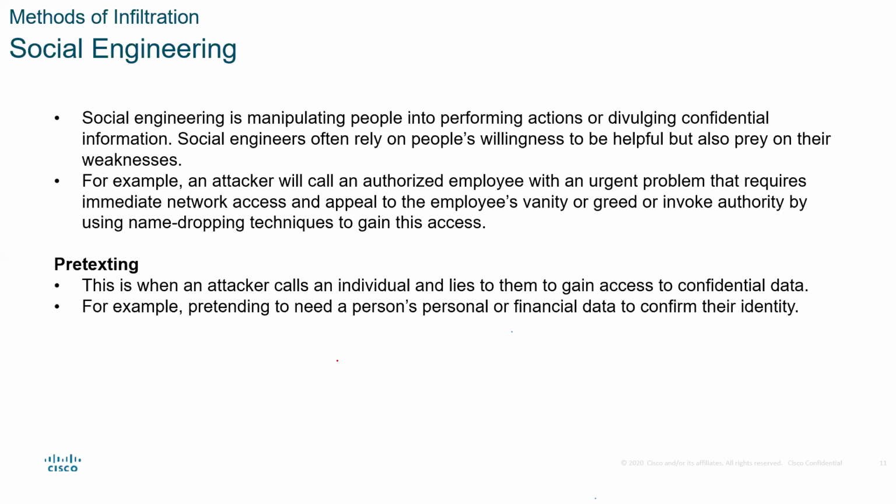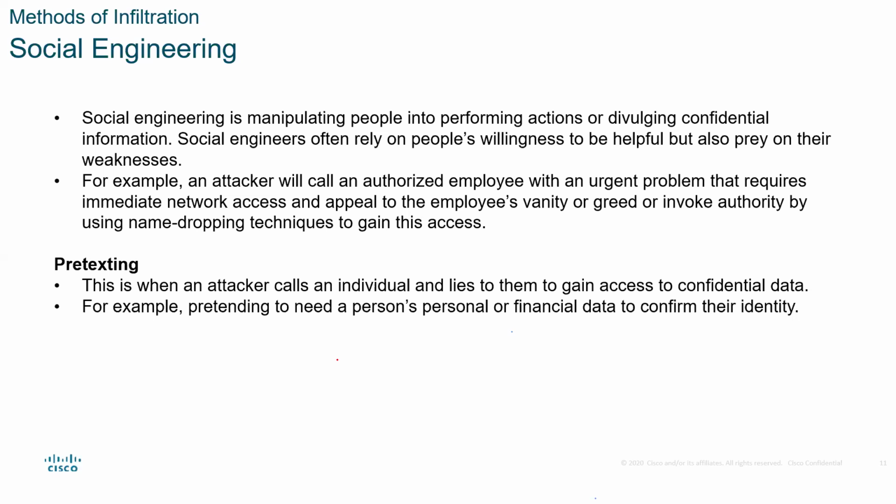Social engineering is manipulating people into performing actions or divulging confidential information. Social engineers often rely on people's willingness to be helpful, but also prey on their weaknesses. For example, an attacker will call an unauthorized employee with an urgent problem that requires immediate network access and appeal to the employee's vanity or greed, or invoke authority by using name-dropping techniques to gain this access. That is just an example. Or there's another one called pretexting.